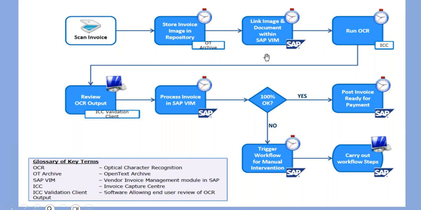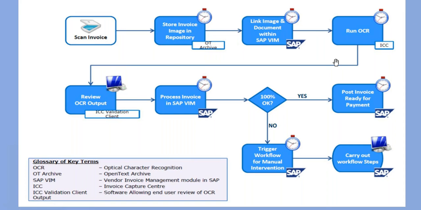So coming to the next part, archiving is done and we upload the invoice image within the Vim system. This is the first step that happens in invoice processing. Once these invoices are uploaded, they will be routed to the OCR tool. OCR is an optional tool that businesses can opt for, and most businesses will opt for this tool.